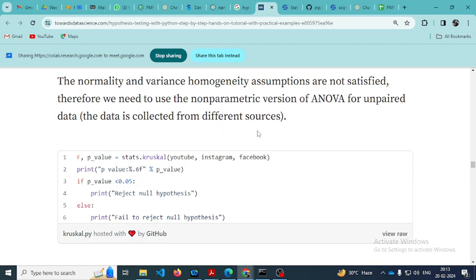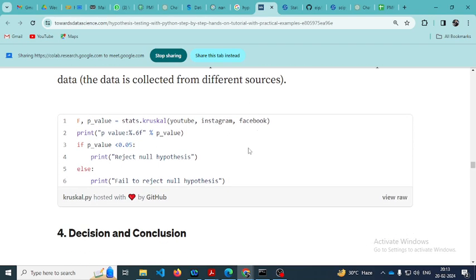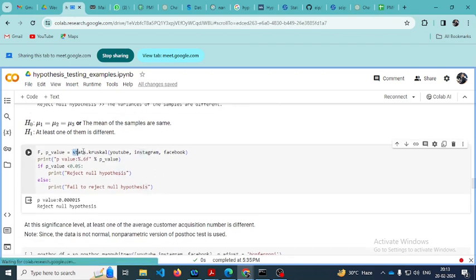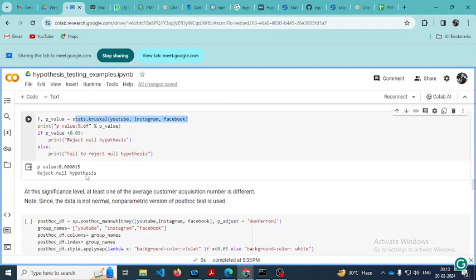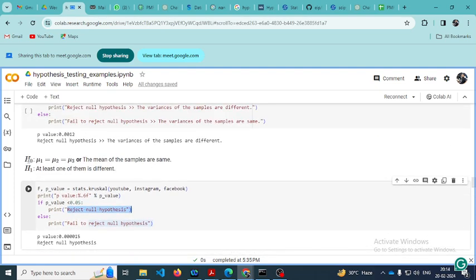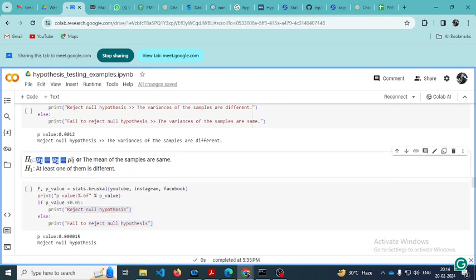The data is collected from different sources, so in such cases you call the Kruskal function. It will give a p-value. In this example, if you call it on these values, you will get a p-value of 0.00015. That is less than 0.05, so you reject the null hypothesis you made. What is your null hypothesis?